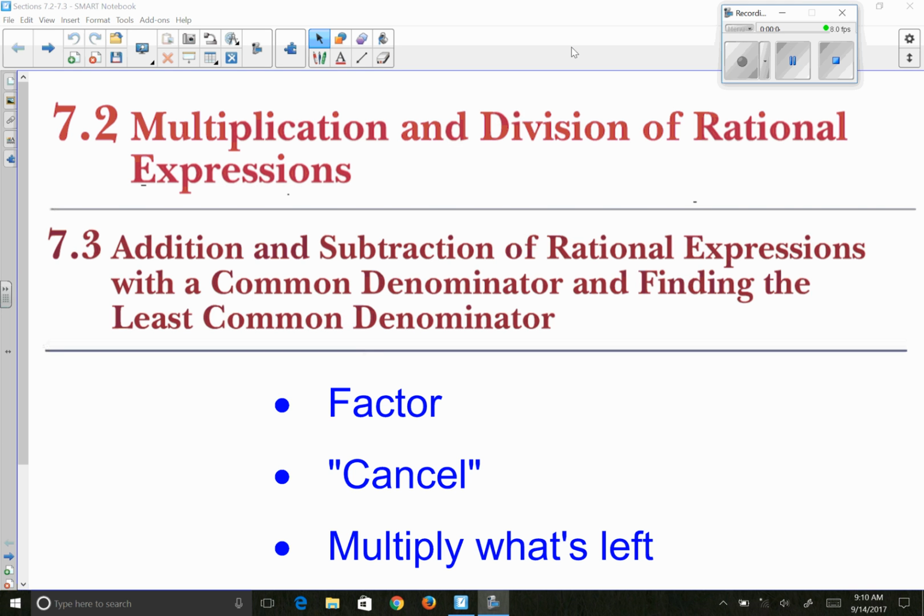Chapter 7, Section 2 is multiplication and division of rational expressions. Chapter 7, Section 3 is addition and subtraction of rational expressions with a common denominator. In this video, we will not cover finding the least common denominator. When we do the multiplication and division of rational expressions, we're going to do these three things: factor, cancel, multiply what's left.